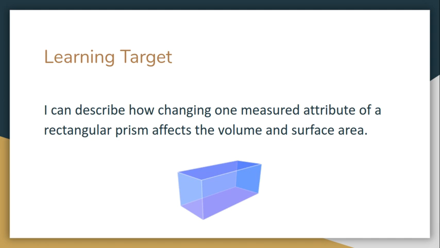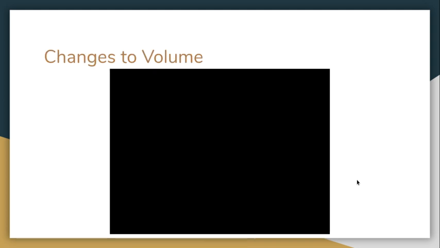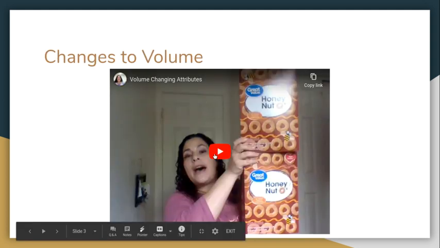So you may be asking yourself, what is an attribute? Attribute refers to length, width, and height of a rectangular prism. This video is going to describe the changes to volume when we change an attribute.